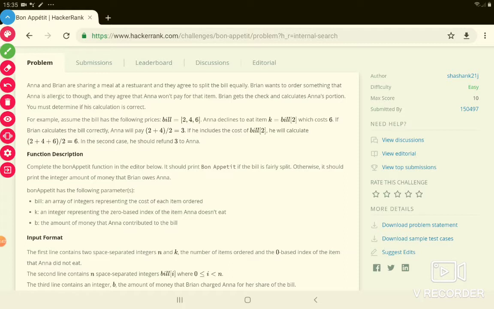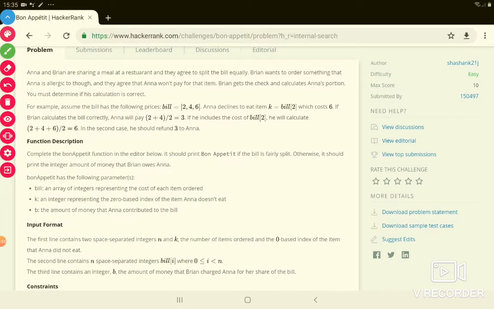Now, Brian got the check and calculates Anna's portion. If he calculates in a fair manner, then he will only calculate the dishes that Anna has eaten. But if he calculates by unfair means, then he will also include the dish that Anna has not even eaten.